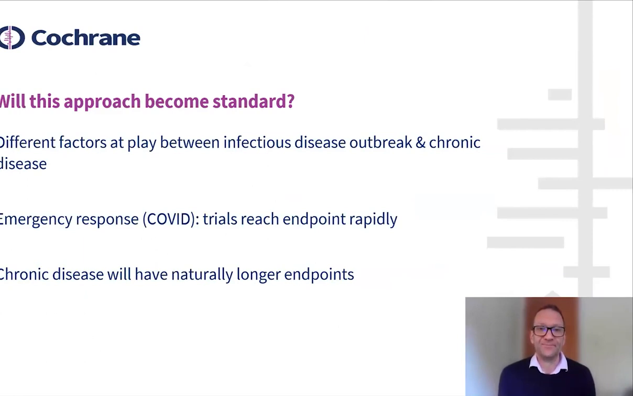Will this approach become standard? Living systematic reviews are now very common, and updating cycles for living systematic reviews are going to be quite short. I see principles like the ones outlined in the FAME approach as being a really helpful way to give people tools and a basic structure to approach their analysis, and to encourage better dialogue between primary research and people doing systematic reviews. Even though there are clearly different factors at play between infectious disease outbreaks and chronic disease, where in an emergency response situation, trials will reach endpoint quite rapidly, and chronic disease will naturally have longer endpoints, there are still some really useful ways, I think, to help people plan ahead and stay on top of the evidence.